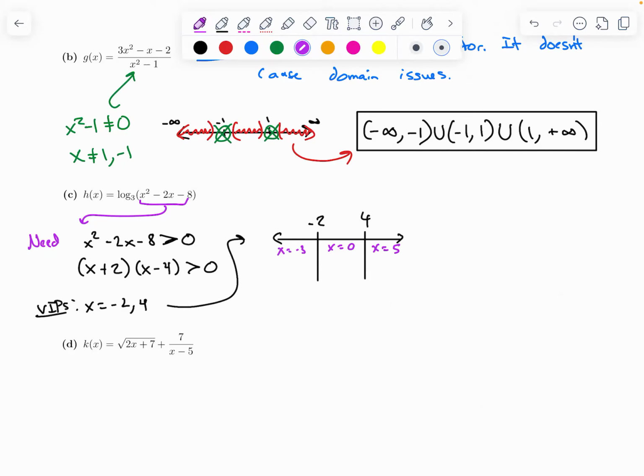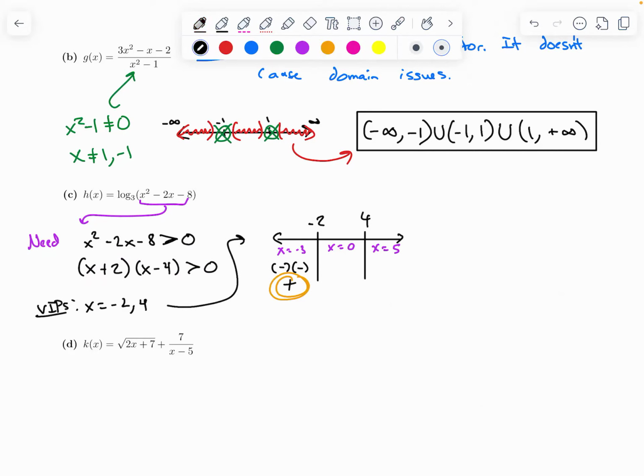Anyways, now that I've found the two values that isolate the intervals, I'm going to test a value inside each one. That's why I chose -3, 0, and 5. Now I plug these values into the expression to determine the overall sign. So -3, we're going to get a negative times a negative. That's a positive. That's a piece that I want. I want it to be greater than 0.